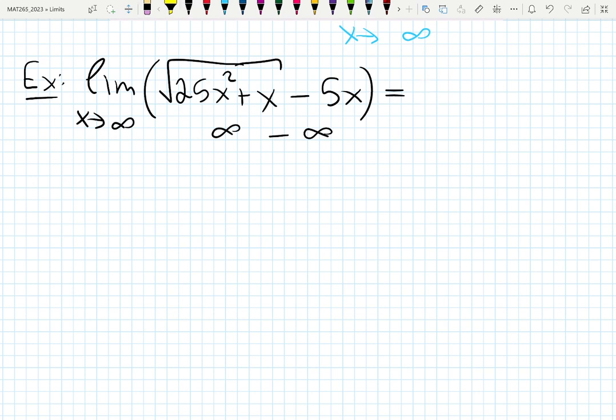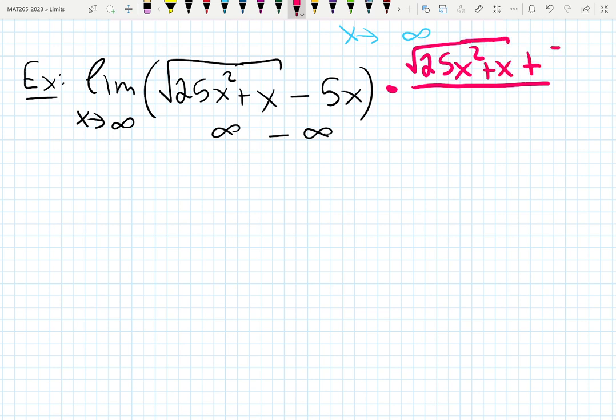What you do here is your favorite, multiply and divide by the conjugate. Like you see square root, you just have a habit. You see square root, probably it is about the conjugate thing. Plus x plus, conjugate means you change the sign. So it's going to be plus. You multiply and you divide.